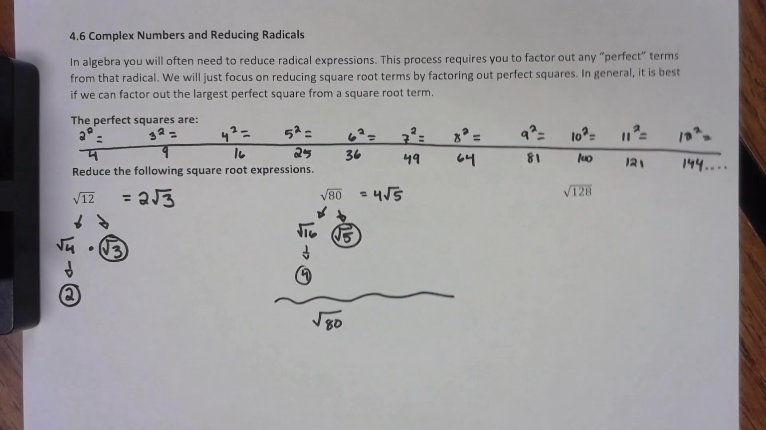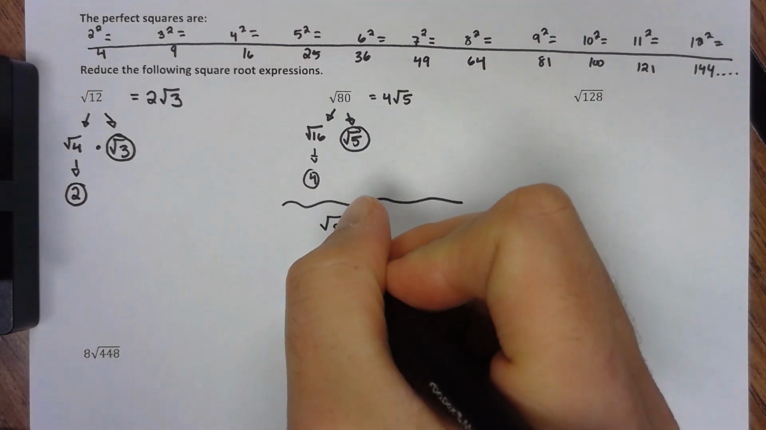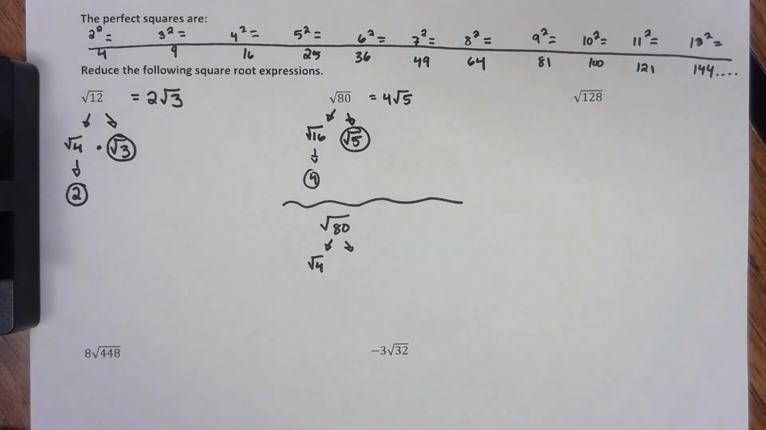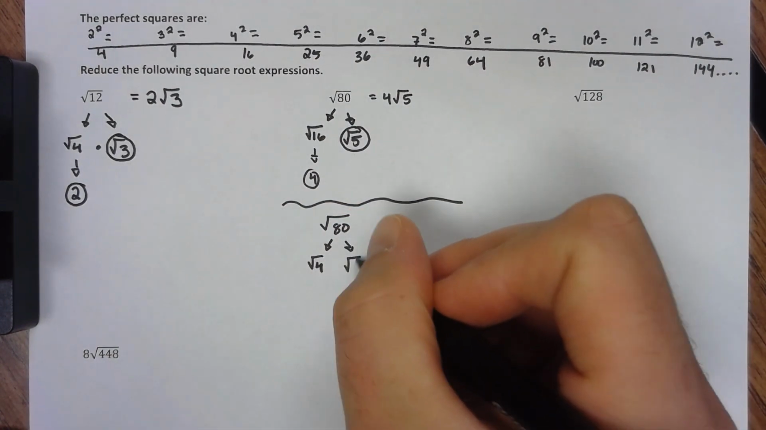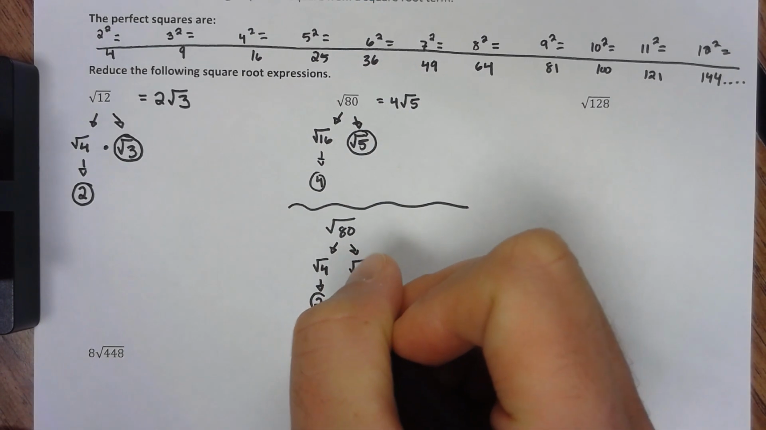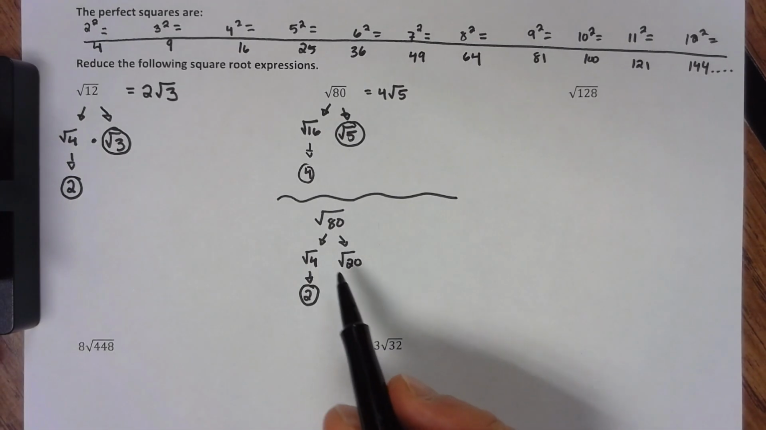All right, so let's pretend that we didn't see the 16, that somehow we skipped it over and we just said, hey, I know for sure that 80 is divisible by 4. And so instead we factor this to be root 4, and then 80 divided by 4 would be 20. So I get root 4, root 20. Well, root 4 is 2. That gets me that dead end. But root 20, it's still possible.